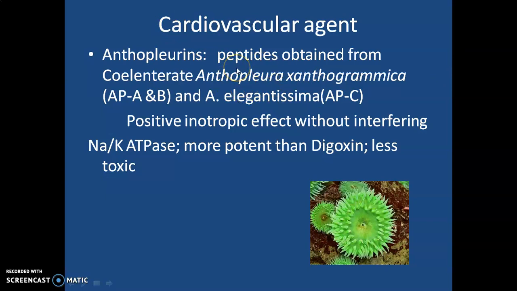The first drug is anthopleurin, which is actually a peptide obtained from the coelenterate animal Anthopleura xanthogrammica. Anthopleurin A and B are very important, and anthopleurin C is obtained from Anthopleura elegantissima. It shows a positive inotropic effect. Basically, its effect is not mediated by blocking the sodium potassium ATPase pump. That effect is shown by digitoxin, digoxin or digitalis glycosides.